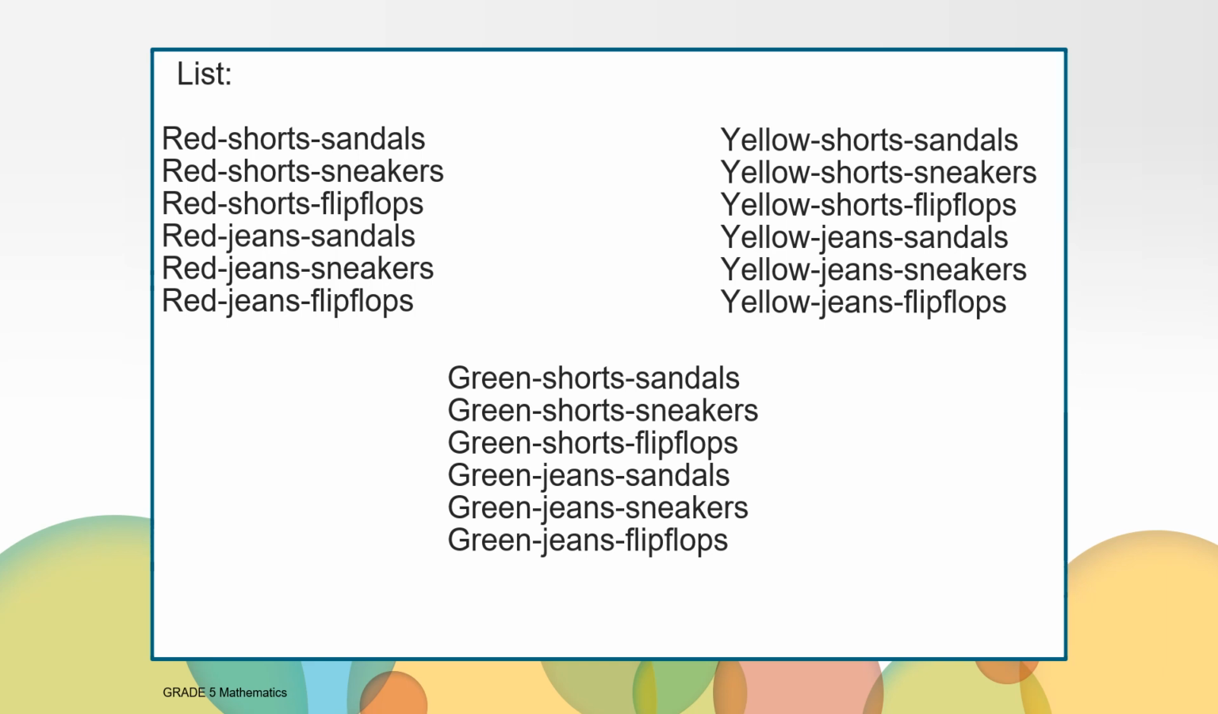If you use the fundamental counting principle, we can say that 3, the number of different colored shirts, times 2, the number of different pants, either shorts or jeans, times 3, the number of different shoes, sandals, sneakers, and flip-flops. So 3 times 2 is 6, 6 times 3 is 18. There are 18 possible combinations when we use the fundamental counting principle, the same as when we wrote out our list.